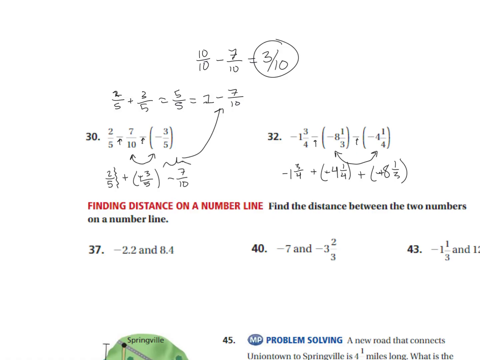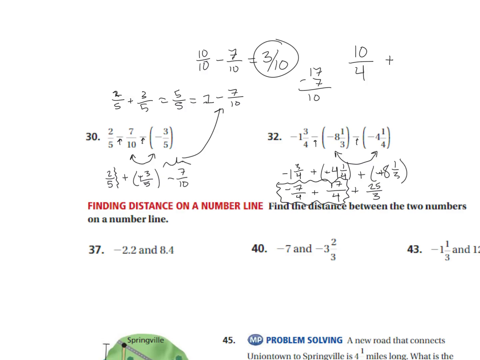First things first, I need to convert these. So 4 times 1 plus 3 is 7 fourths, that's negative. 4 times 4 plus 1 is 17 fourths. And this would be 25 thirds. Starting with my common denominators there: negative 7 fourths plus 17 fourths. They have common denominators. One's positive, one's negative, so I'm going to subtract these two. 17 minus 7 is 10. 17 is the bigger value, it's positive, so I have 10 over 4.